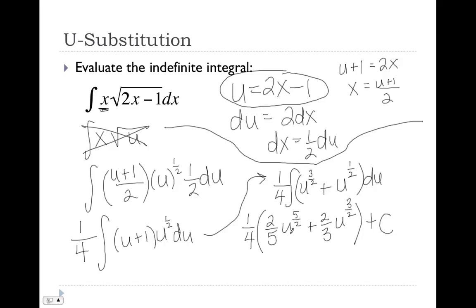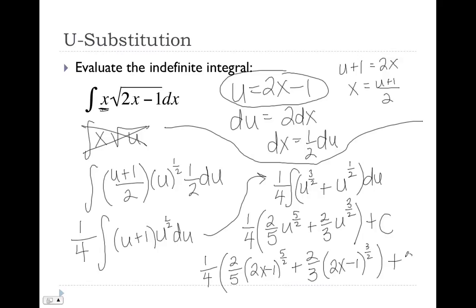And finally, I can go back and unsubstitute. This is not going to be a pretty answer, but it's going to be correct. I think I'll just keep the 1/4 out front. It doesn't really matter. 2/5 u is 2x minus 1 to the 5/2 plus 2/3 u is still 2x minus 1 to the 3/2 plus c. Not pretty, but it's good.